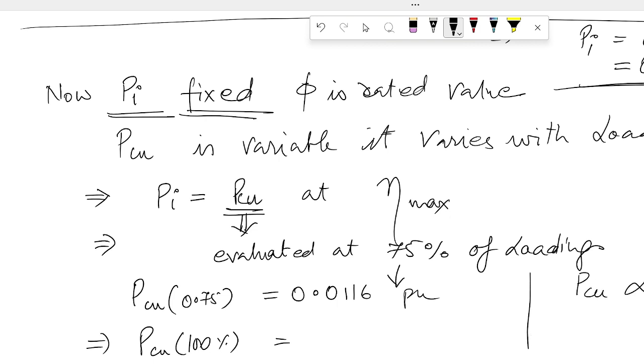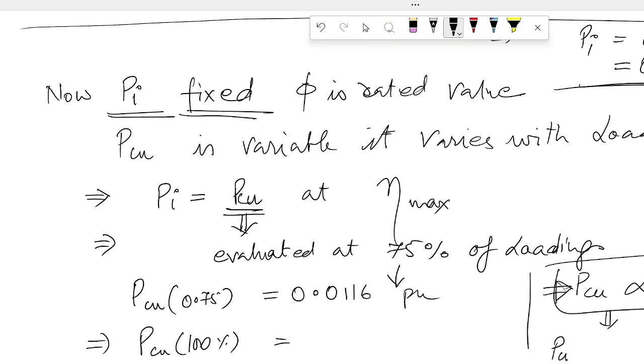PCU is proportional to loading square. Do you know this or not? Anyone? Hello? Hello? Hello? Yes, sir. I am asking, do you know that copper loss is proportional to loading square? Yes or no? No, sir. Please. Okay.